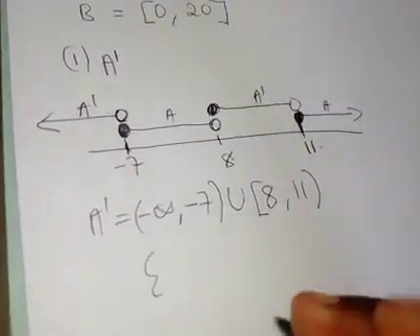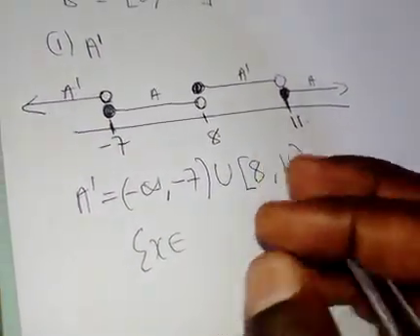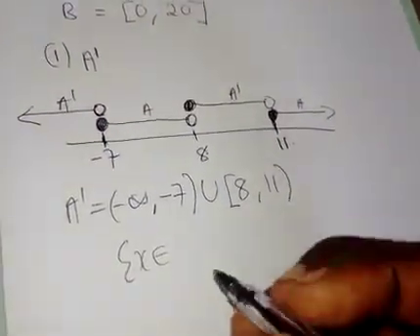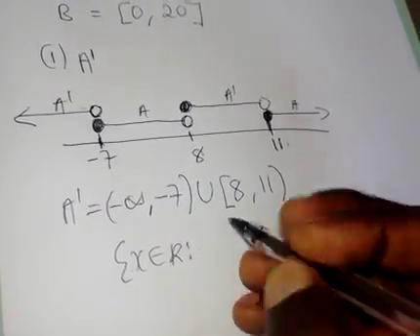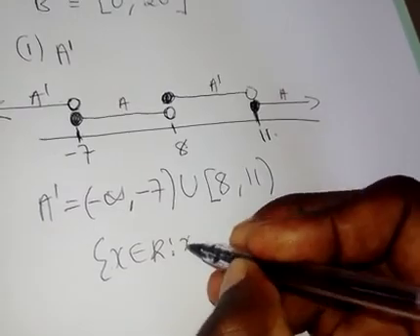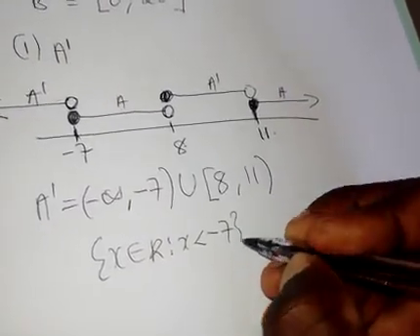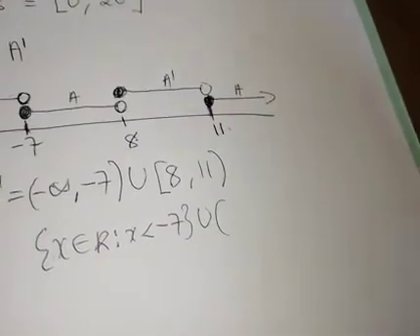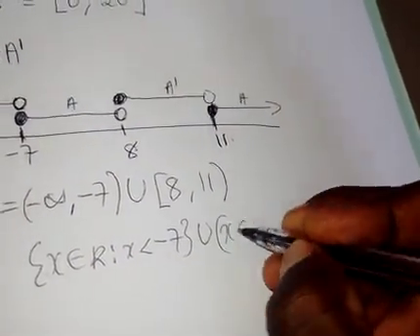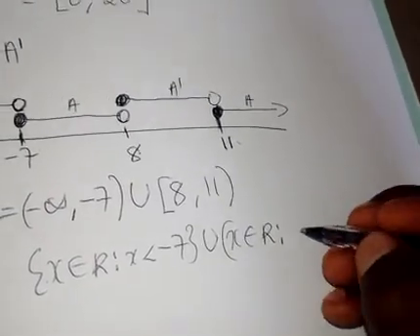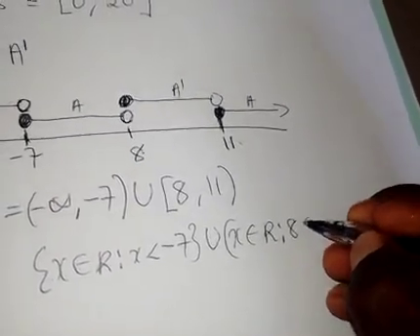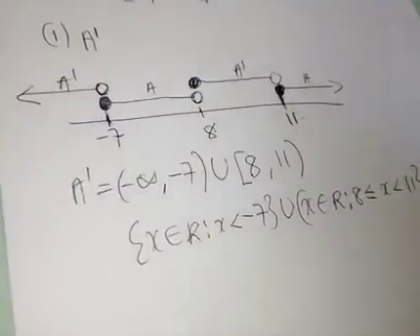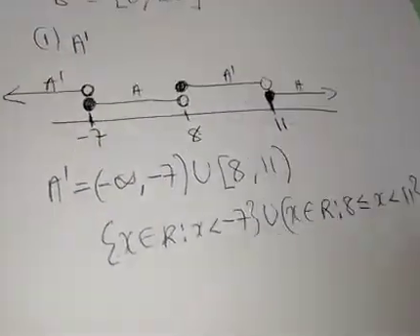Set builder notation, it should be X being a member of what? Actually for this one, they don't even want set builder notation. But if we were to write it, X will be a member of R, such that, as you can see, X is less than -7. Then separate them using union. Then from 8 to 11, so X member of R, such that 8 is less than or equal to X, X less than 11. Yeah, that's it, if at all set builder notation was wanted.